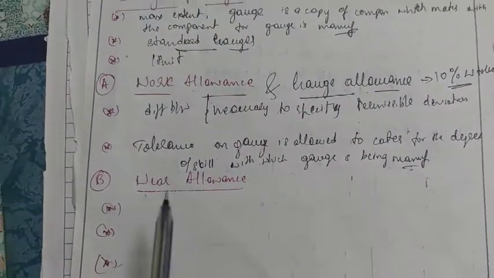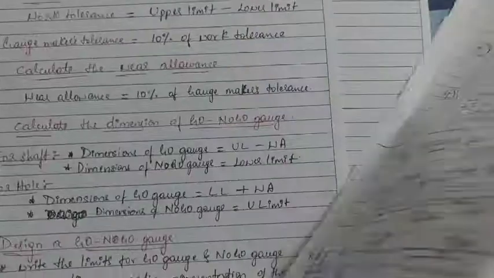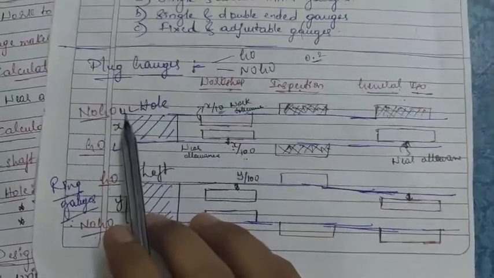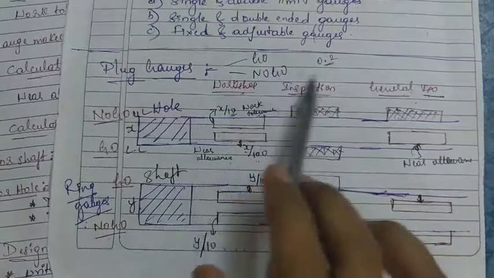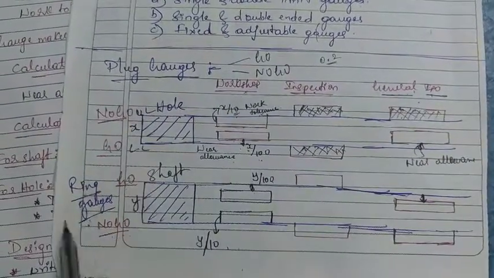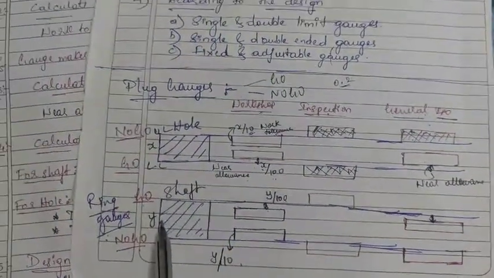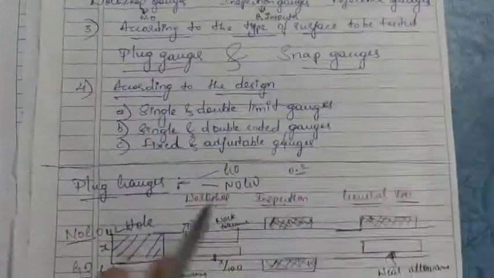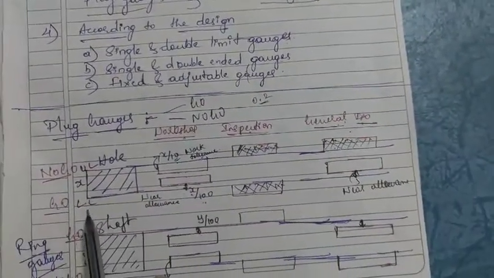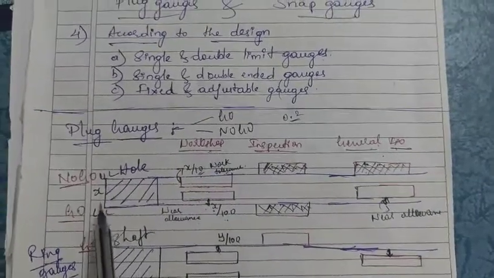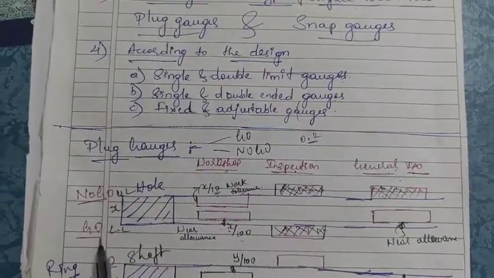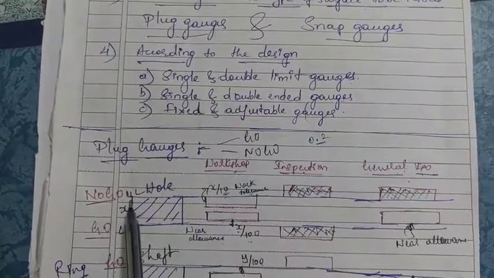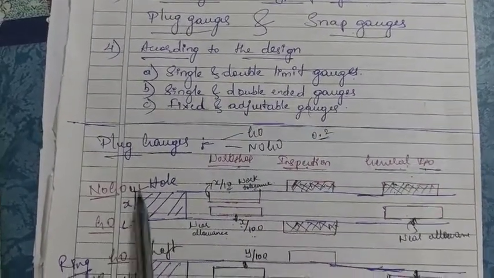Wear allowance. I already showed this in the previous figure. See here in this figure, again I am telling you, plug gauges can be used for holes, and ring gauges can be used for shafts. Another name for ring gauge is what? Snap gauges. Here this is the lower limit and this is the upper limit. The go gauge will come under the lower limit, and the no go gauge will come under the upper limit.